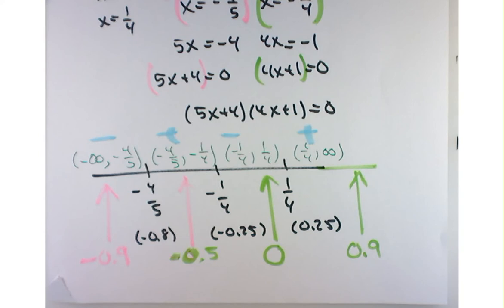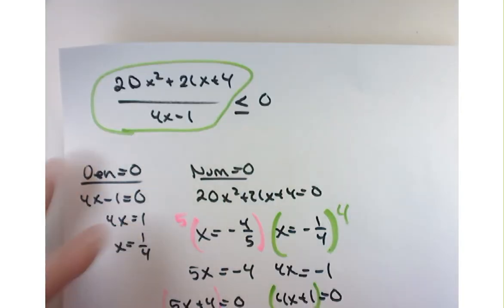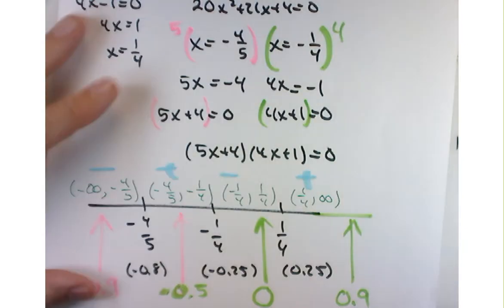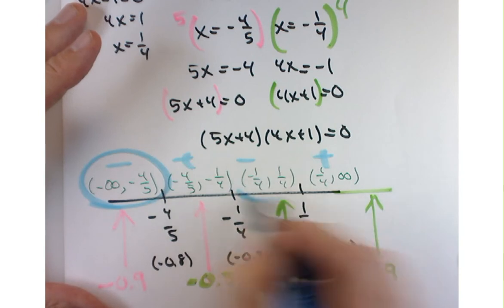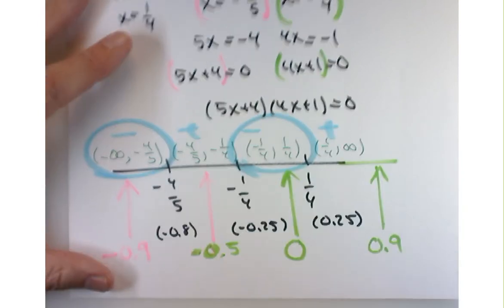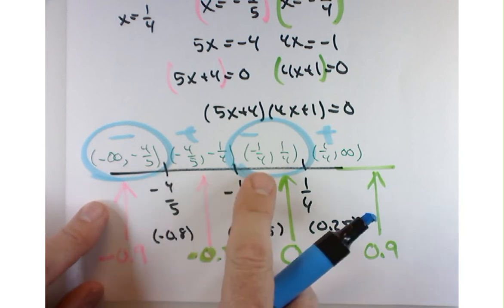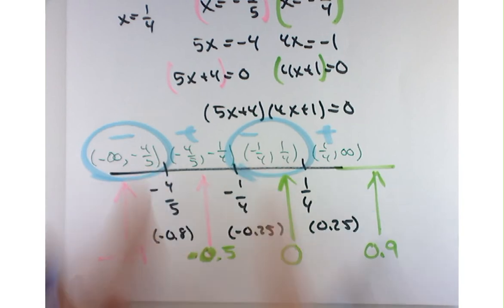Which intervals do I want? Look back at the original problem. Do I want the positive intervals or do I want the negative intervals? Negative, because I want to know where this is less than or equal to 0. So that means I want this one and this one. Now, because it's a less than or equal to 0, I've got to consider the endpoints.